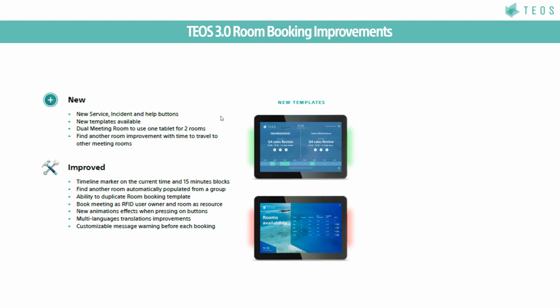At the same time, we have made improvements and new functionalities, like the time to travel for employees to know where to go. If the meeting room is booked and they want to use the room booking tablet to book another meeting room, they will see the time to travel and the distance to other meeting rooms, which is a function developed together with the European Council and which is now available for all customers, all of your projects.